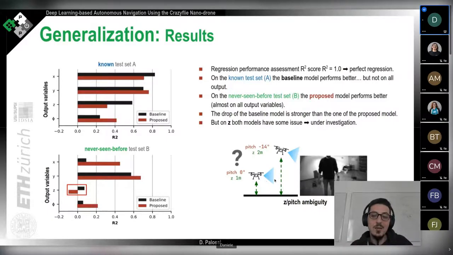Basically, if you have the drone flying at different heights, so for a different Z, with a different pitch angle, you might end up with a very similar, almost identical image, but still these images refer to different poses. So this is the intuition we are working on now: there is a strong connection between the pitch, the Z, and the image formation, of course, and also the Z output. And we want to improve this in the next work we will be doing.